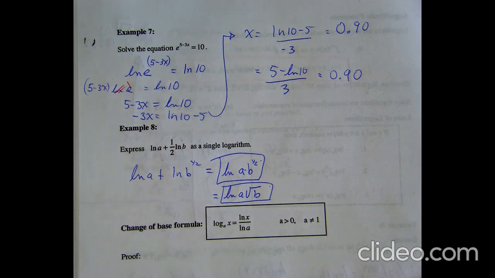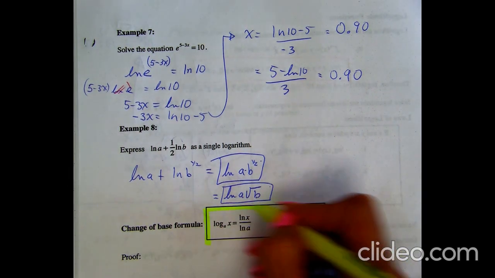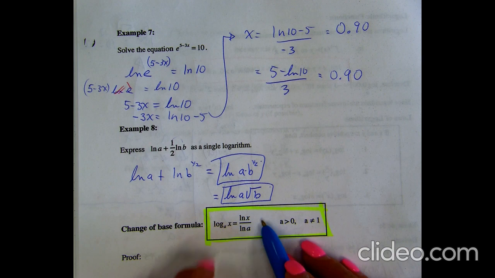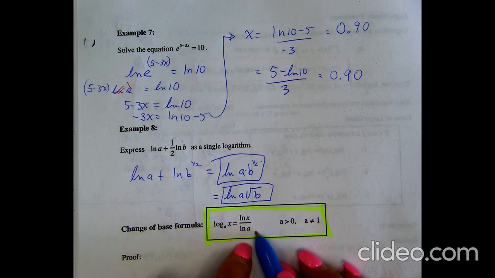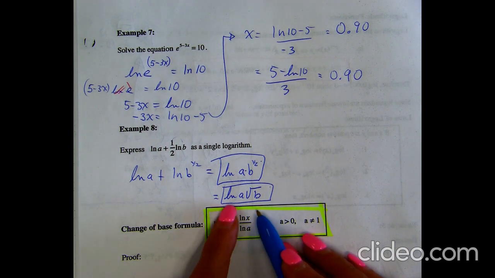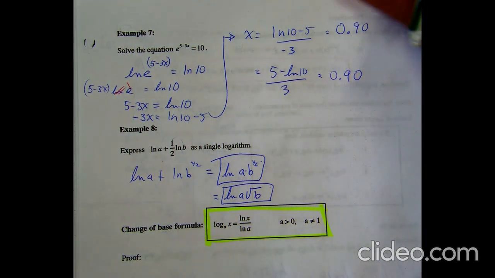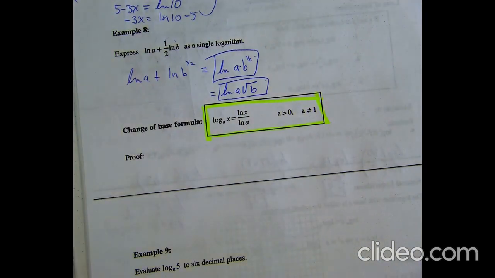A really important formula for changing bases. How do I change the base? For a log to the base a of x means you've got log of x over log of a, or in this case, ln x over ln a. I'm not going to do the proof right now. If we have time, we'll do that tomorrow.